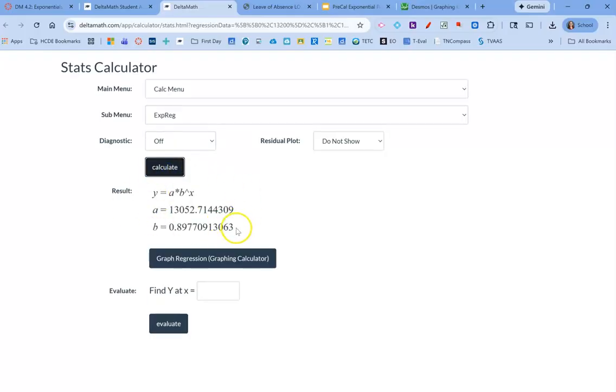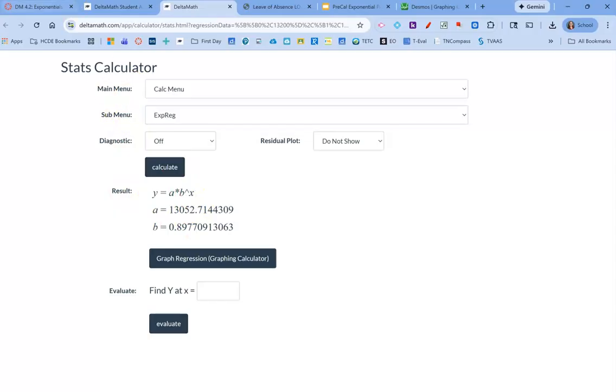And this right here is my equation. So it gives me the A value. So it's this 13,052.71 if I'm rounding to the hundredths. And the B value is 0.89. We can round that up to 0.90 to be 2 decimal places.